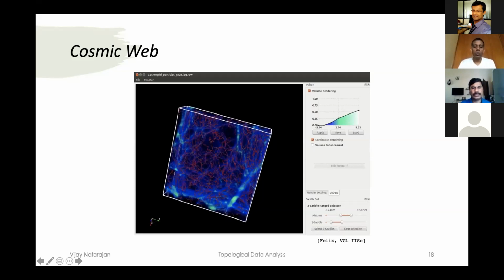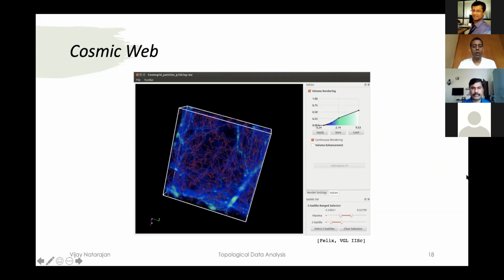Right. So that was just a quick video describing how the Morse-Smale complex and the combinatorial structure of the Morse-Smale complex was used to look at these filaments in the universe. So what we talked about in the previous slide, the arcs are essentially shown here in red.